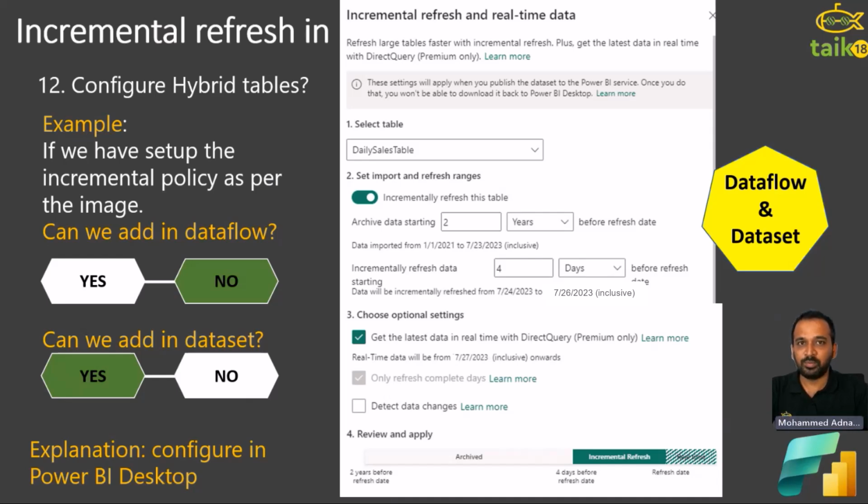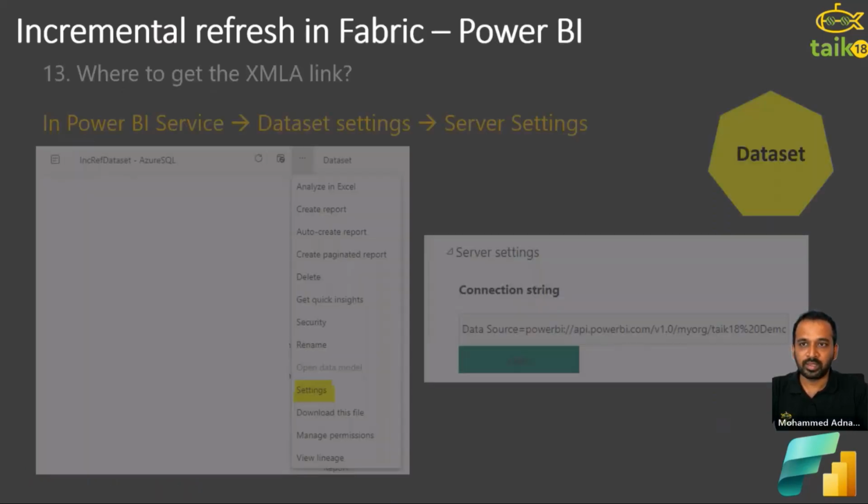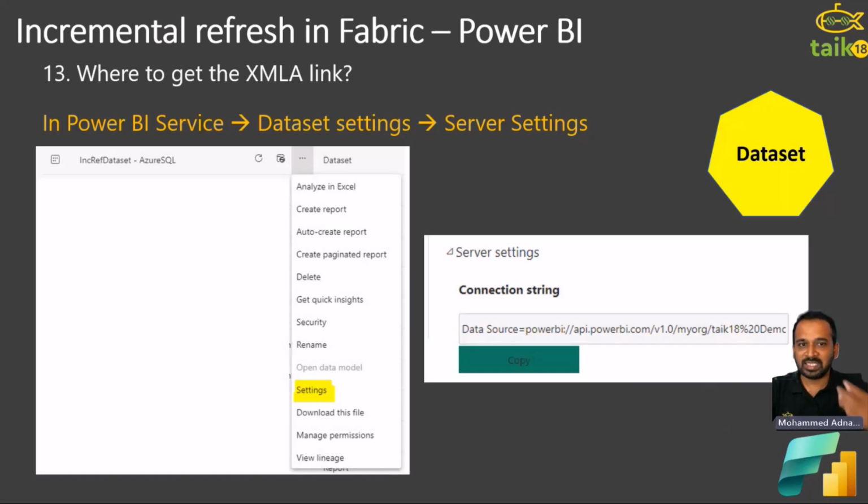And this we need to configure in Power BI Tester. Now, where can we get this XMLA link? I have talked a lot about the XMLA link, so where can we get it? Basically, you need to go to the settings of the dataset, as we are seeing in the image, and then under the server settings, you have the option connection string. From this, you can copy it. This is only applicable for a Power BI dataset.